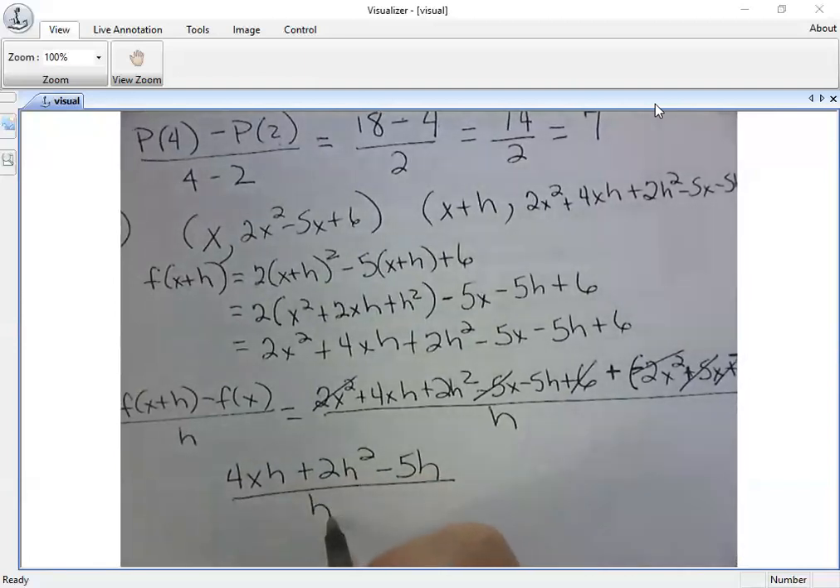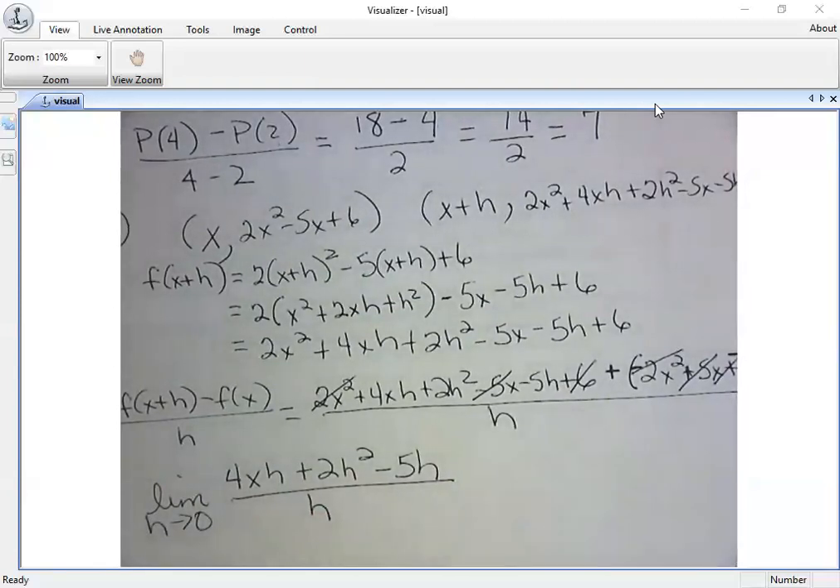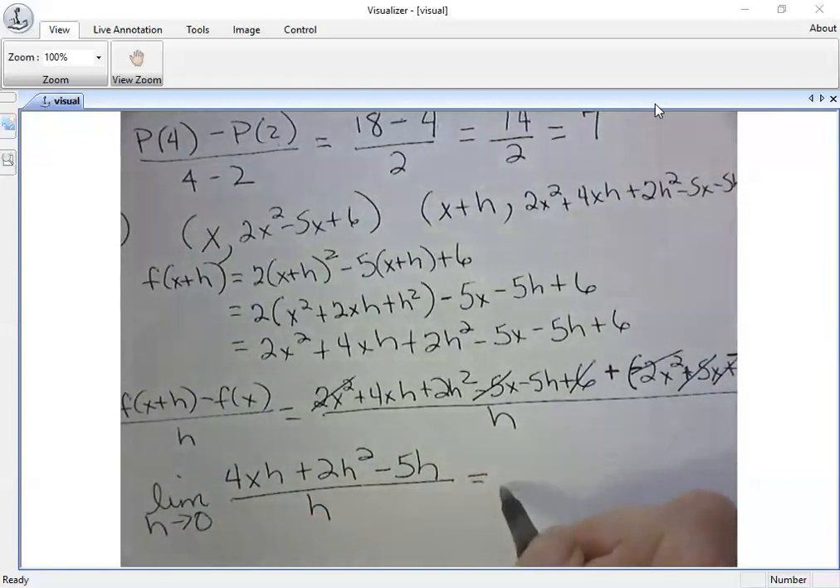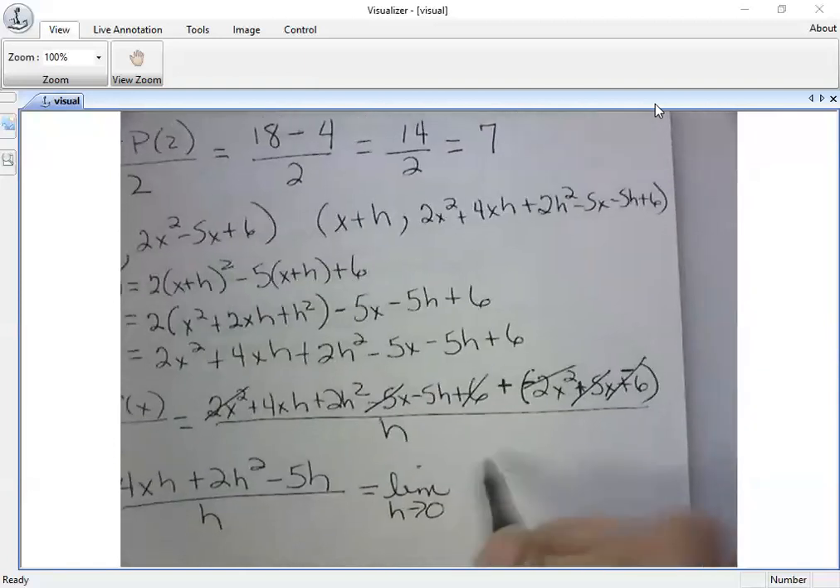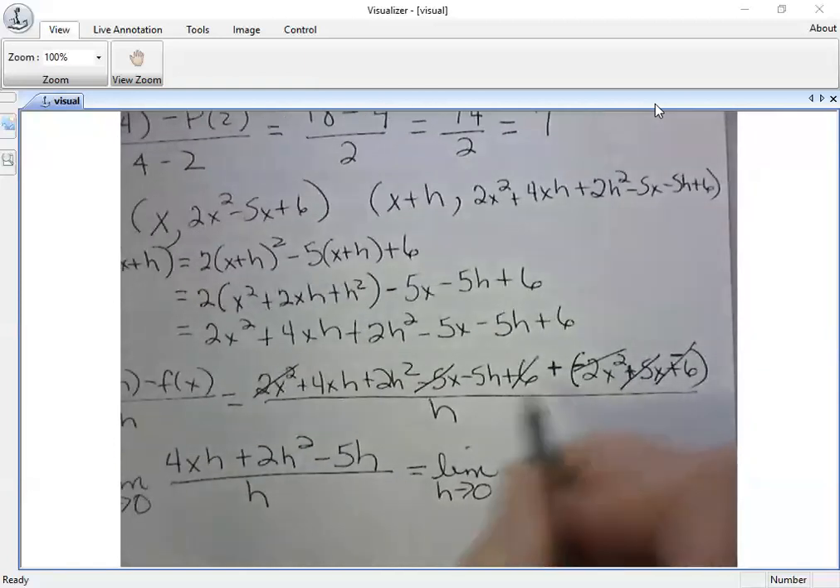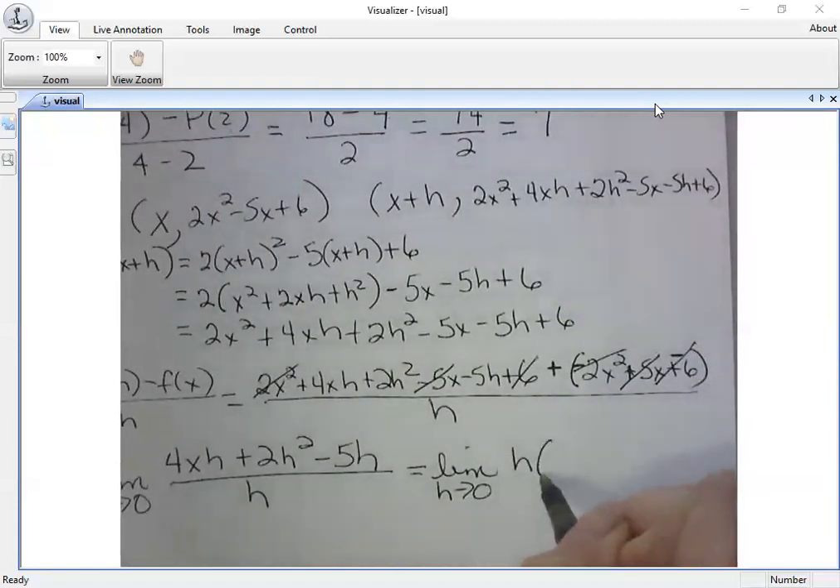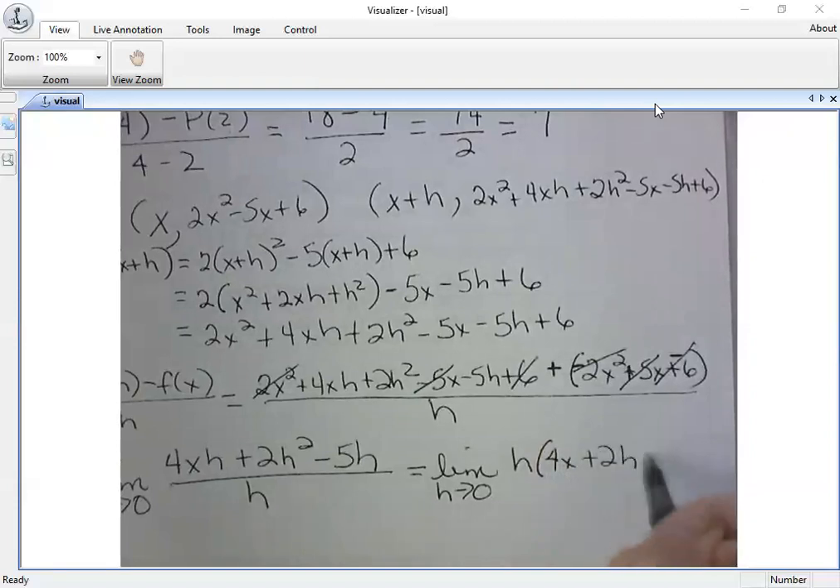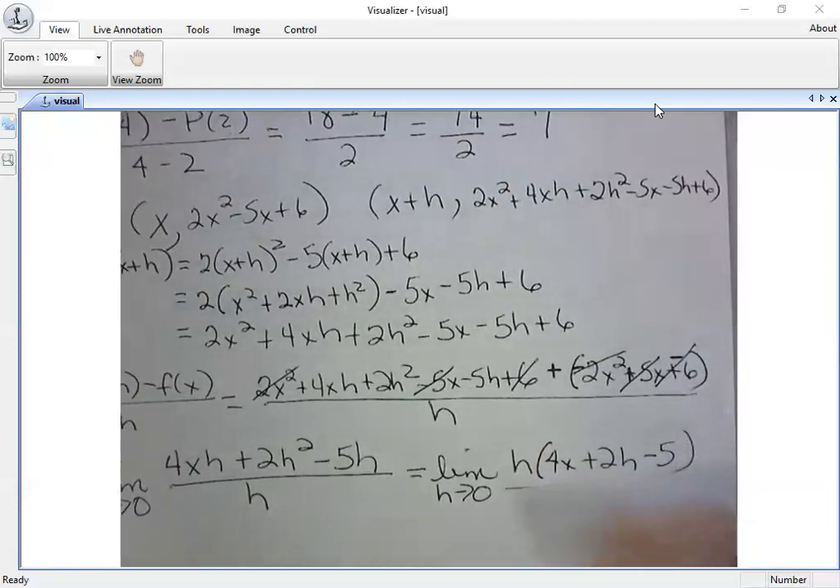And I'm ready to do what with it? Find the limit as h approaches what? 0. Good. And so to do that, you're right, we got to factor out the h on top. Do I need to write limit? Yes, I do. So limit as h approaches 0. When I factor out the h on top, what will I have? h times 4x plus 2h minus 5.